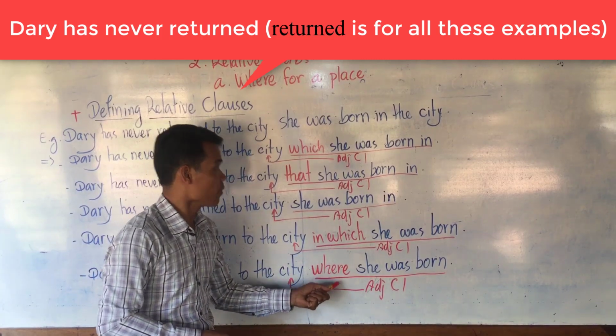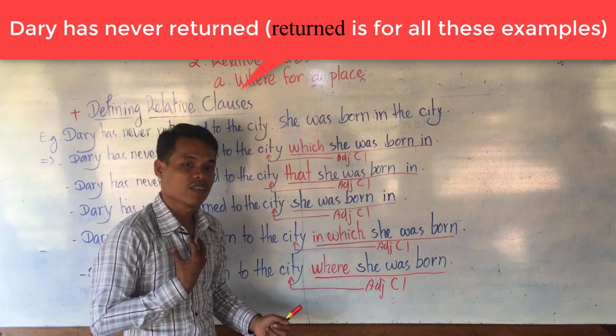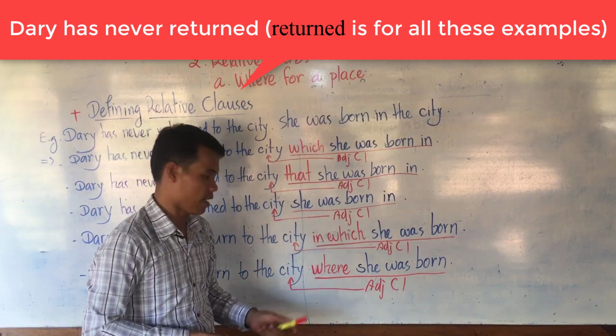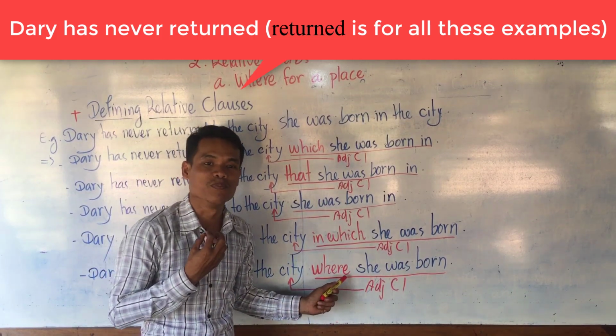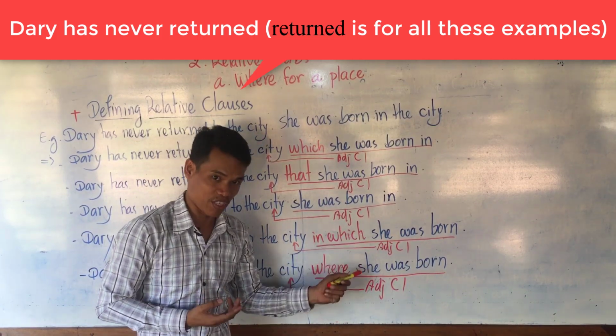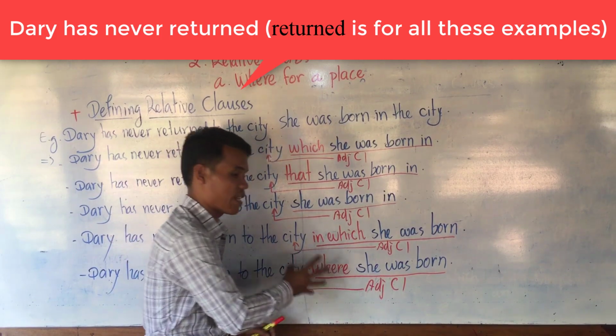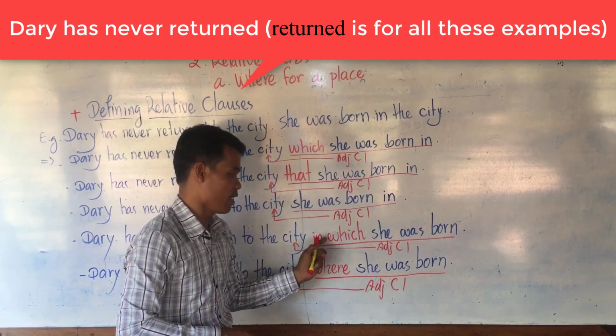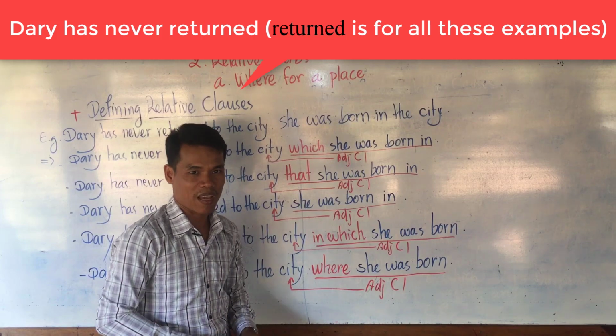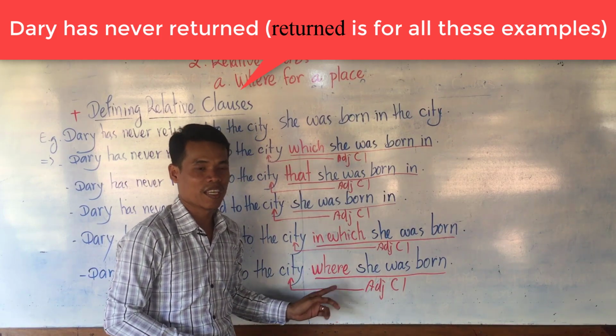But when you think of where as a place like this, in my opinion, I think that where is more formal than in which, because if you don't say that where is more formal than in which, when can we use where? Because where it can be used in the.